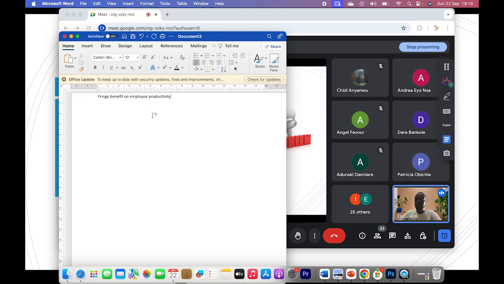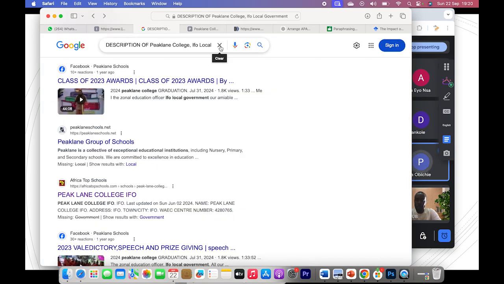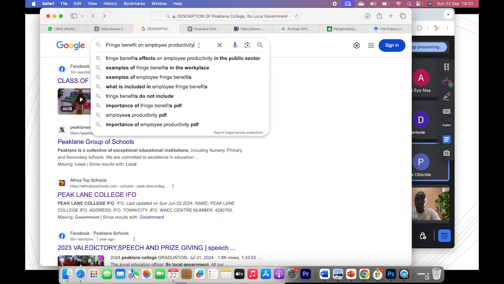Okay, so fringe benefits. So now let's break the topic into dependent and independent variable. Let me see if you understand that aspect. So it will help us to now drive into the study. What is the dependent variable there? The dependent variable is employee productivity. Okay, good. And the independent variable? The fringe benefit is the independent variable, sir.